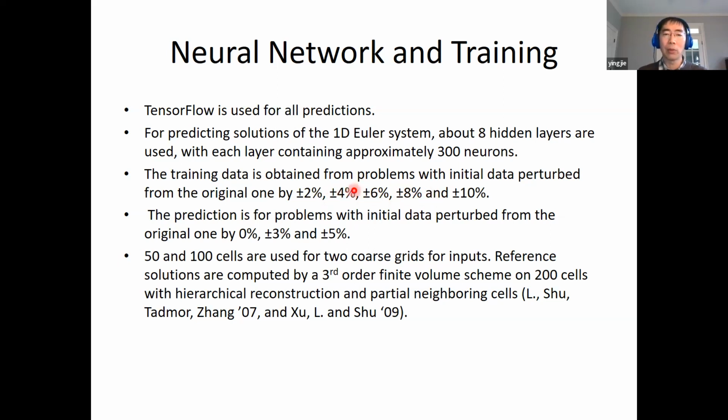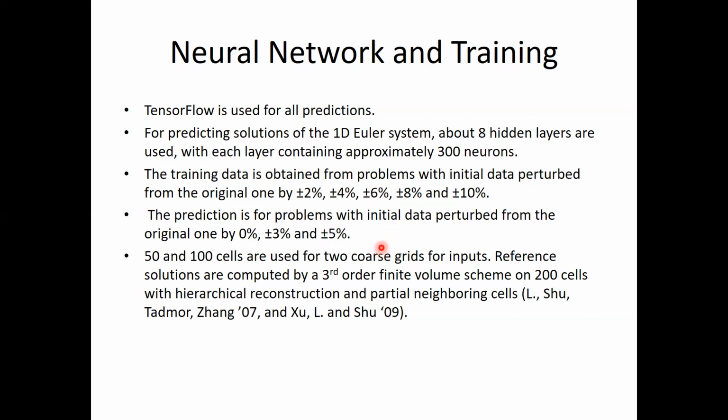And we use most of the data at the final time to train. Then we use this data to predict the solution to the original problem. That means we have 0% perturbation for the initial data, or we can perturb the initial data by plus or minus 3%, plus or minus 5%. So the even percentage perturbations are for training, and the odd ones, including 0%, are for prediction. Right?